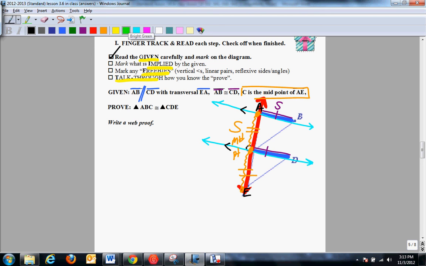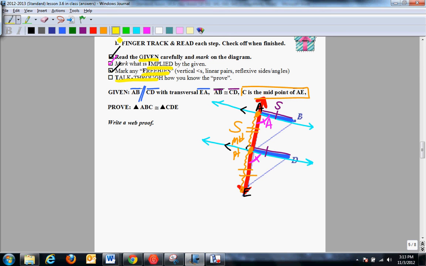Let's look at what's implied and if there's any freebies here. There's no vertical angles or reflexive sides, so we really don't have freebies, but we do have something that's implied here. Because of the parallel lines, this angle and this angle are equal because of corresponding angles. So we have a pair of angles here.